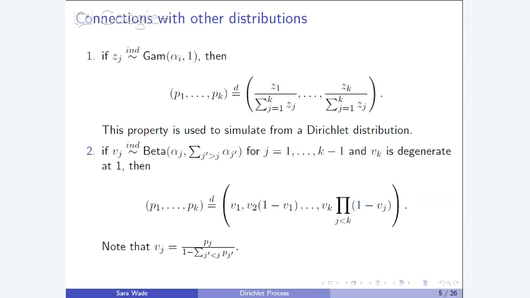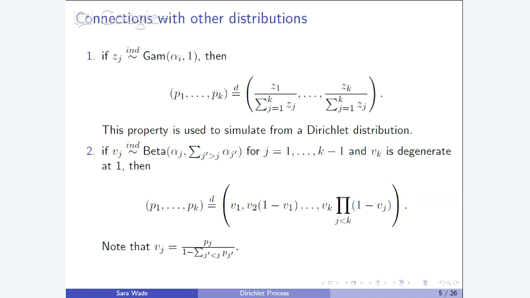Okay, connections with other distributions. If we define Zj to be independent gamma alpha j, and if I transform these z's appropriately here, then the distribution of z under this transformation is equivalent to the Dirichlet distribution. So this property is often used to simulate from a Dirichlet distribution. We just take k independent draws from a gamma distribution, and we normalize appropriately to get the Dirichlet distribution draws.